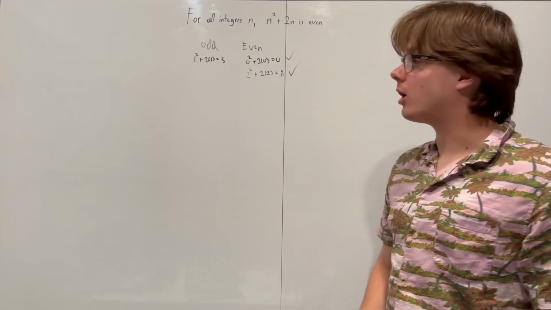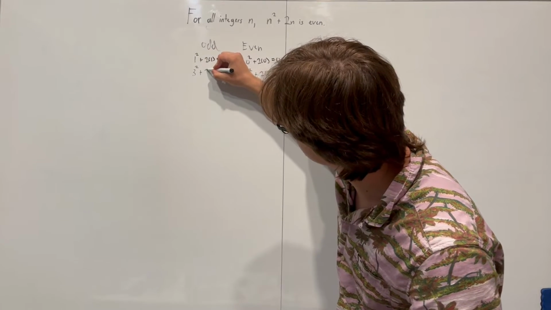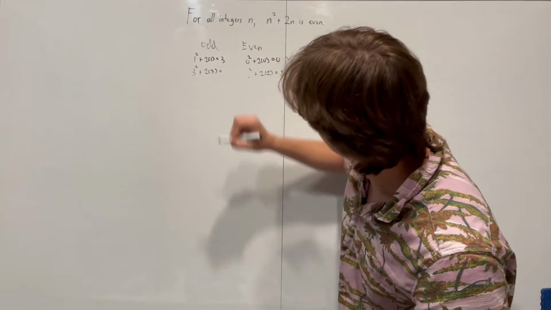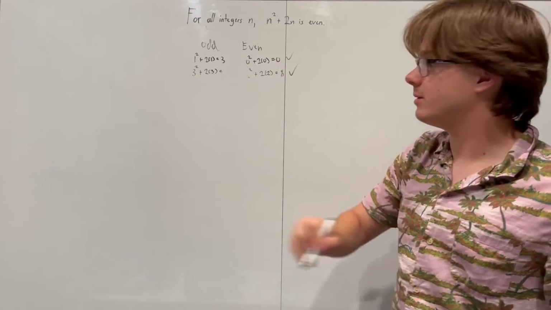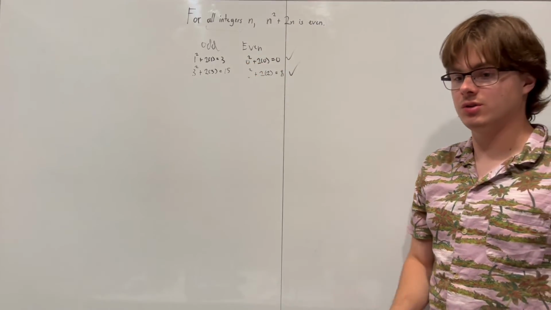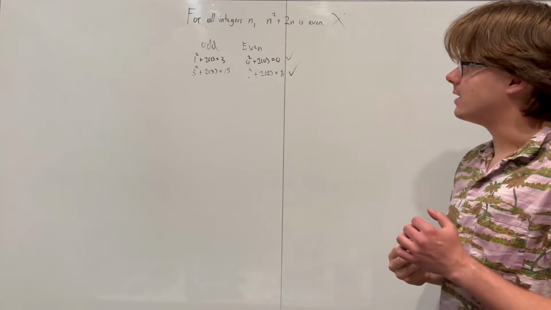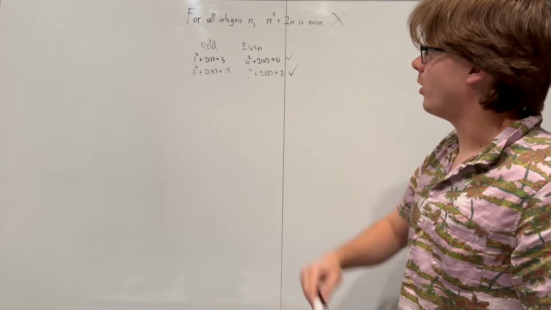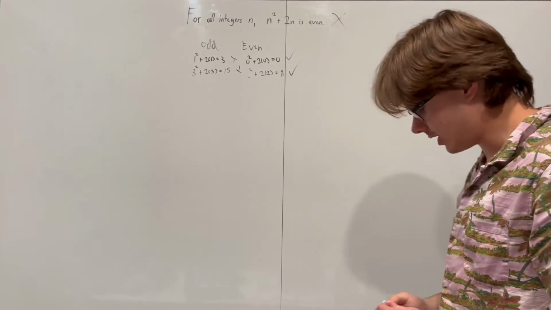Let's just do one more odd number to make sure. Let's try 3. So 3 squared plus 2 times 3 is going to be equal to 9 plus 6, which is 15, which is also not even. Okay, so this statement is false. And all we need to disprove it is to look at one of these cases where it's not true. We're going to use the very simple case of 1.